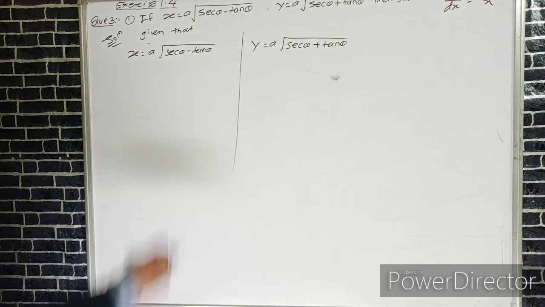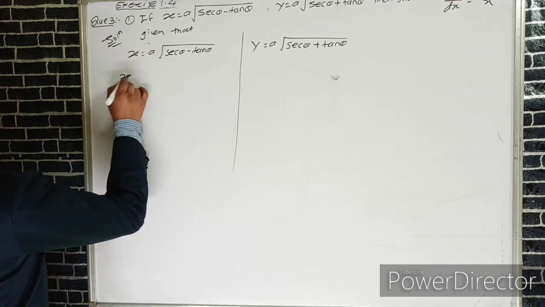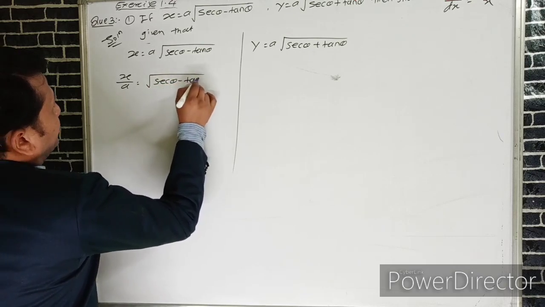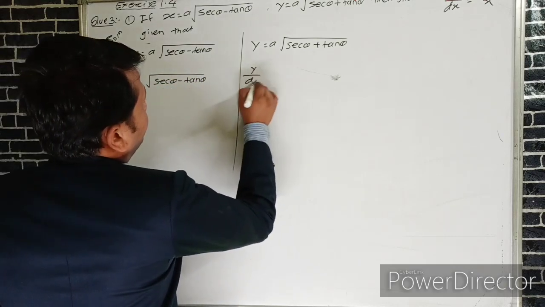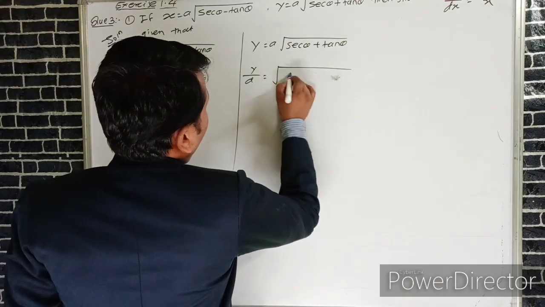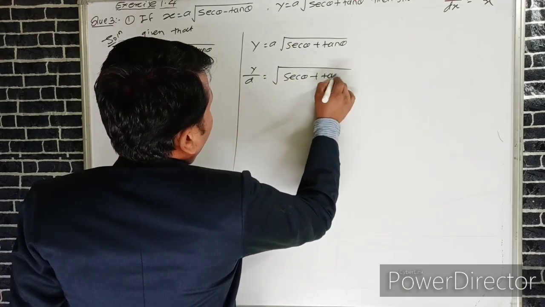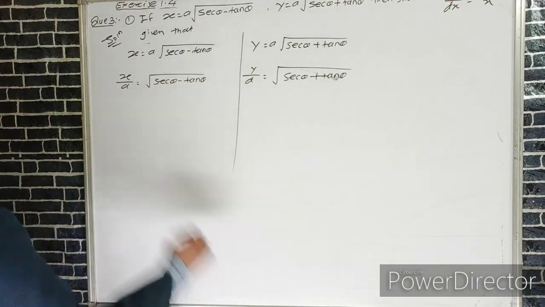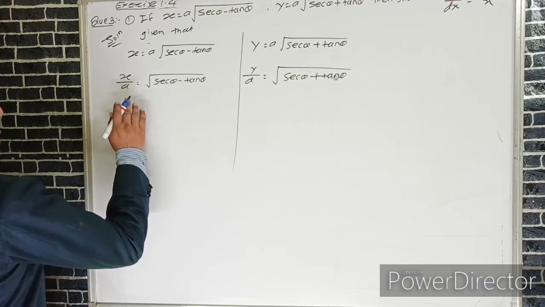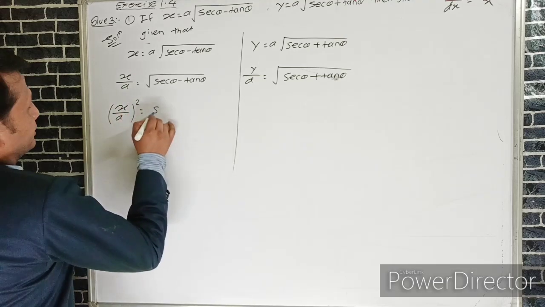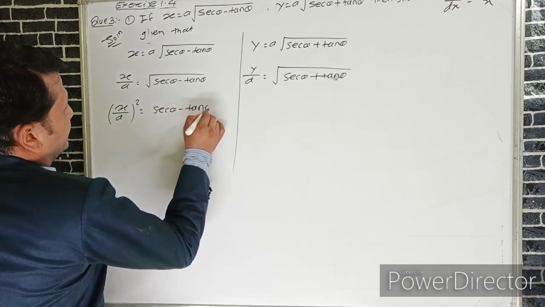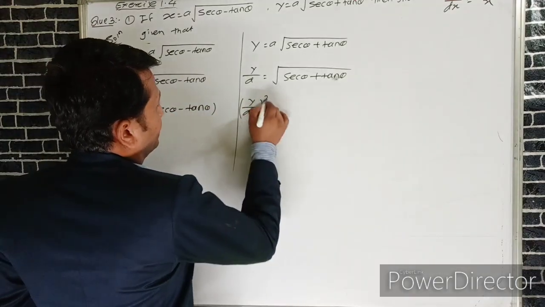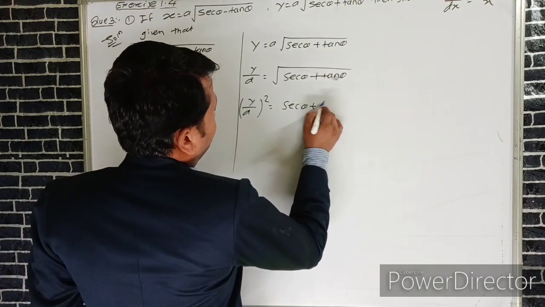Now, if we take a to the left side, we can write x by a is equal to under root of sec theta minus tan theta, and similarly y by a is equal to under root of sec theta plus tan theta. Now if we take the square of both sides, x by a whole square, square and square root cancel, equals sec theta minus tan theta. Again, y by a whole square is equal to sec theta plus tan theta.